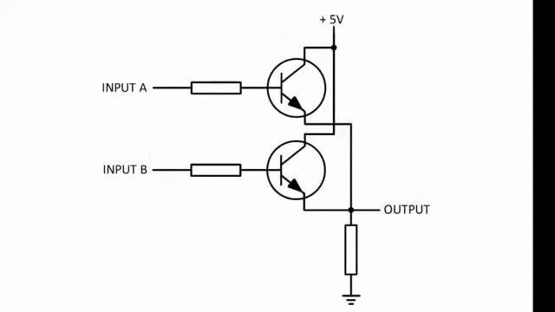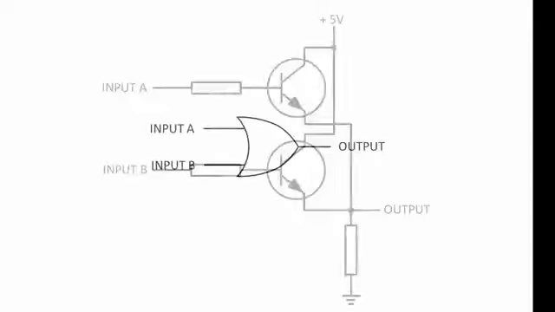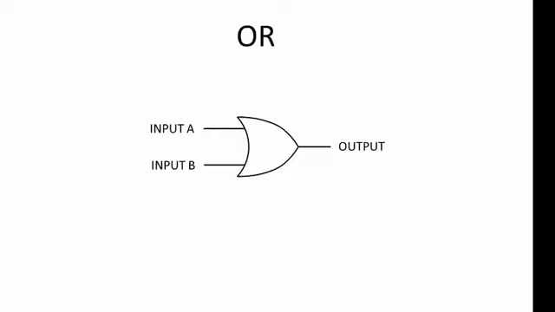Finally, if we combine 2 transistors and 3 resistors like this, we produce something known as an OR gate. In the case of an OR gate, if both inputs are 0, the output is 0. But if one or the other input is 1, we get a 1 out. Also, if both inputs are 1, we get a 1 out.